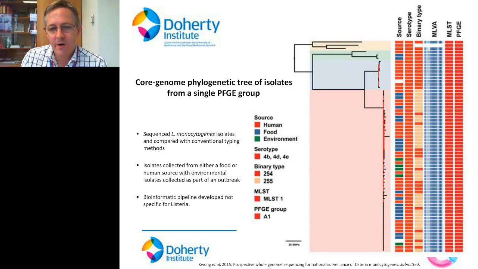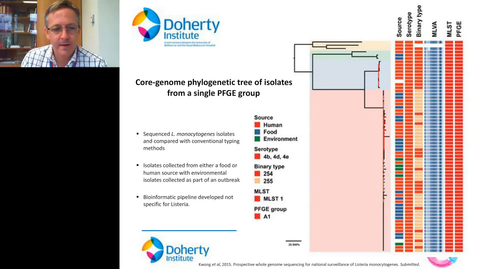And this is a group of isolates where the PFG, which is the highest resolution typing method here, is identical. And you can see that all the other typing methods on the right are essentially the same, particularly the PFG, the MLST, and the MLVA. So previously these isolates would have been considered the same, but when you go back and look at the tree here, you can see that it's actually designated 4 different groups.